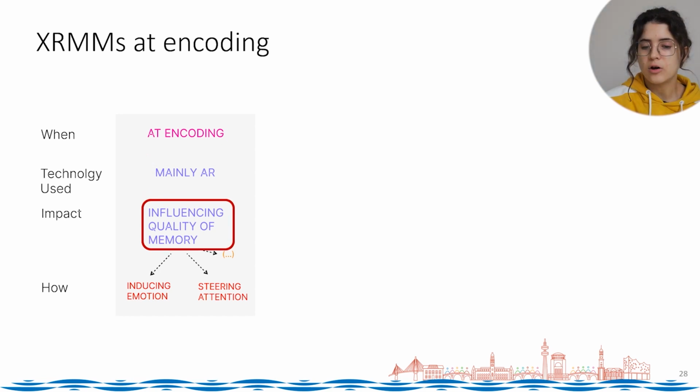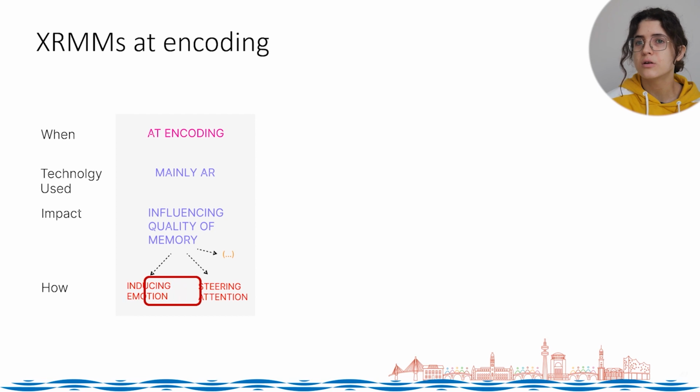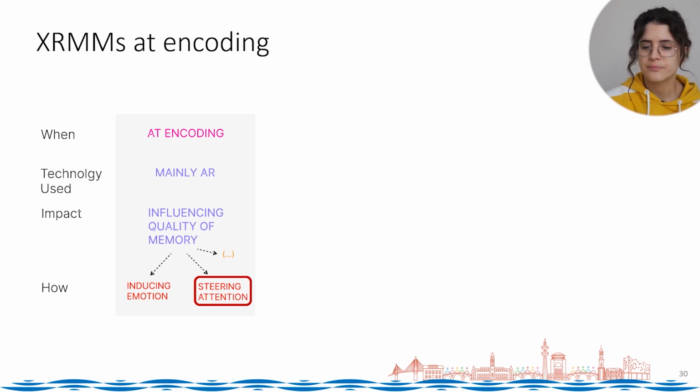XRMMs at encoding are mainly based on AR technologies and aim at influencing the quality of memories while they are being created. One possible way is by inducing emotion, because a vivid emotion during an event leads to a stronger memory of that event. So if we are able to induce a strong emotion with XR, it can influence the quality of the memories that are being created.